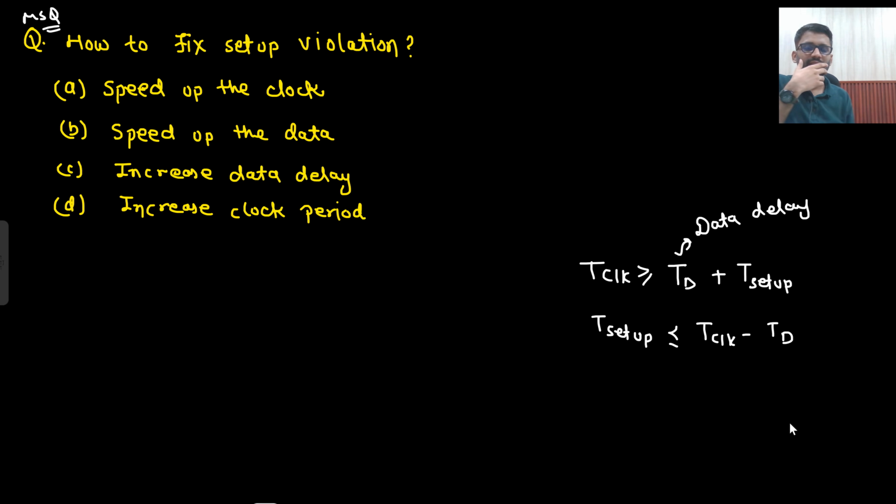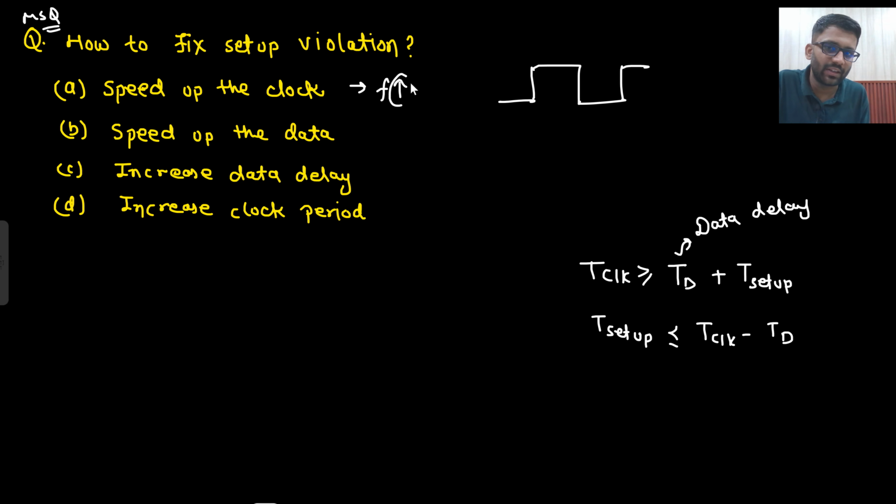Now what is the first option saying? Speed up the clock. If you speed up the clock, what does that mean? You are decreasing that T clock value. Speeding up means increasing the frequency. What does this mean? If you are increasing the frequency, you are decreasing the time period.